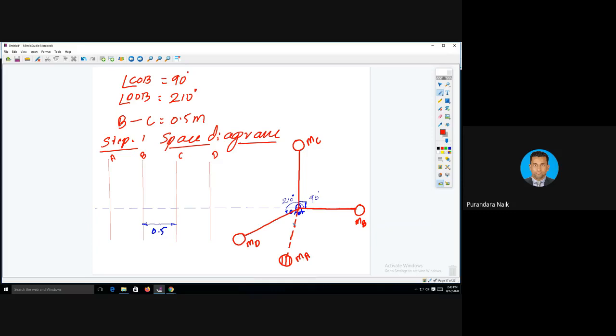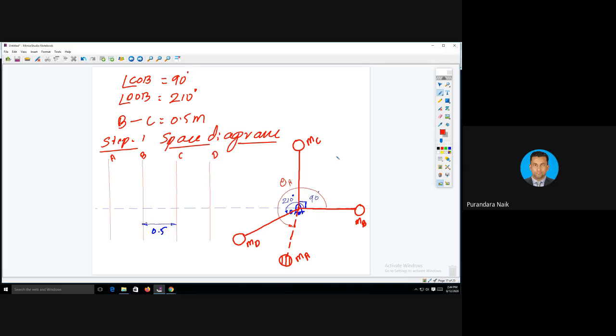After showing all the masses, let us show this angle as theta A. It is unknown. That's why we have mentioned this as theta A. And this angle is also measured from mass B. This is the side view.